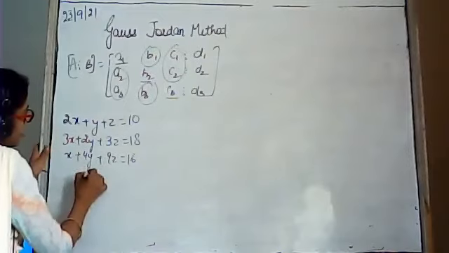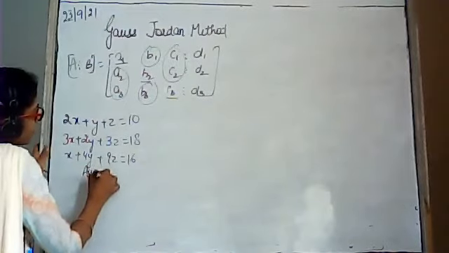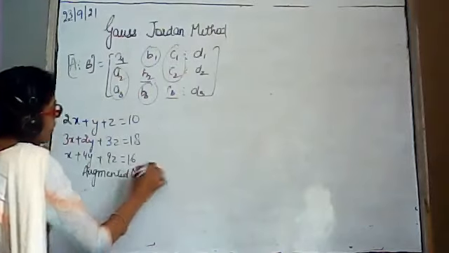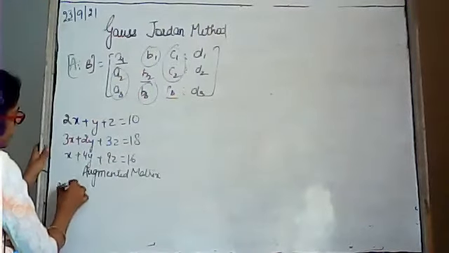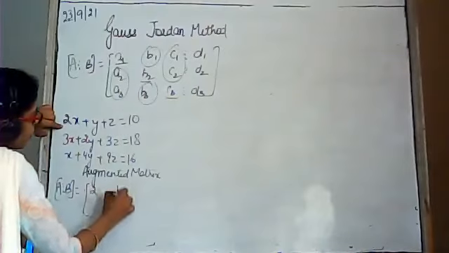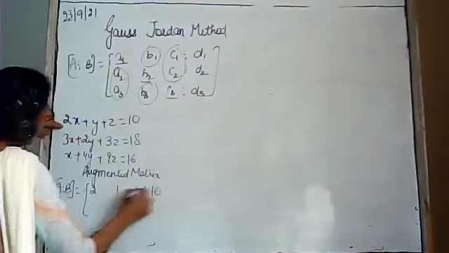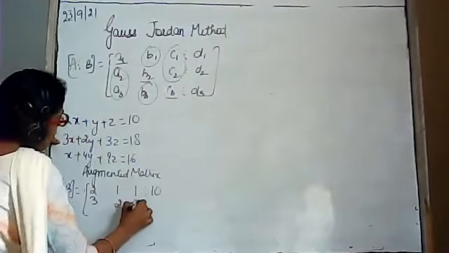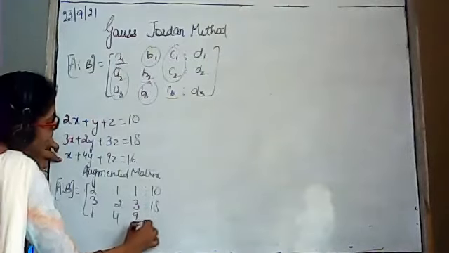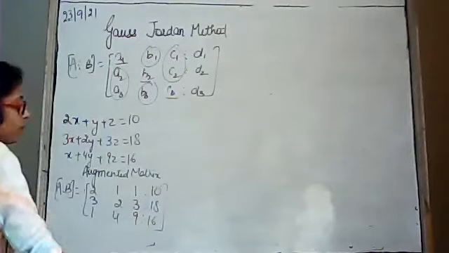First of all, the augmented form of the matrix. The augmented matrix is 2, 1, 1, 10, 3, 2, 3, and 18, 1, 4, 9, and 16. ठीक है?